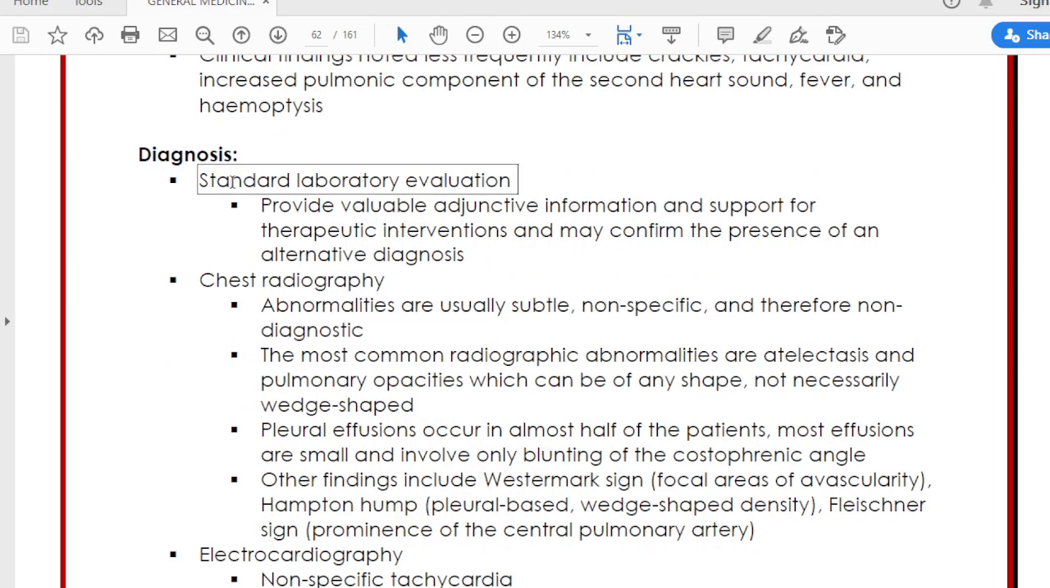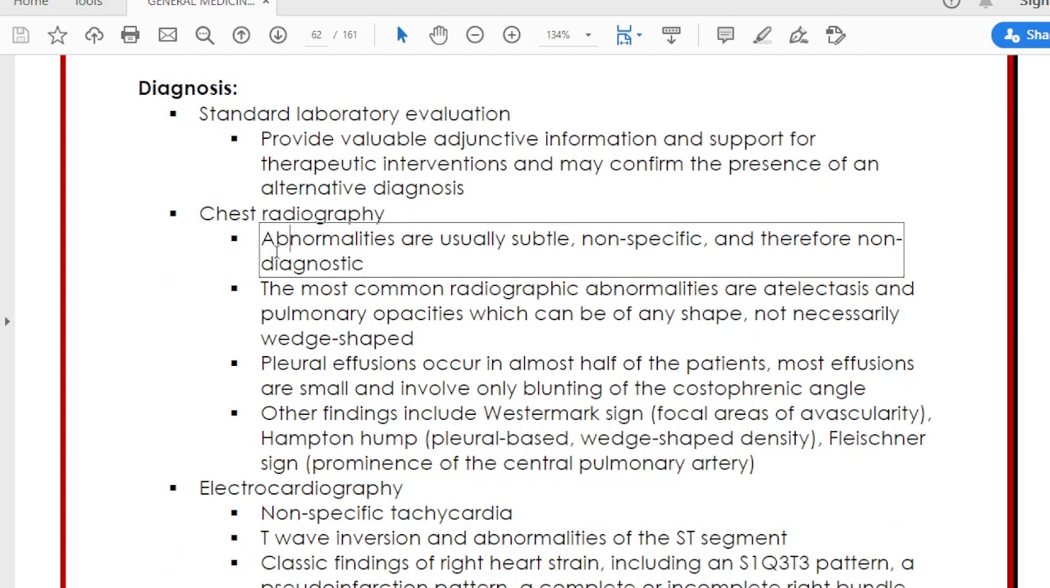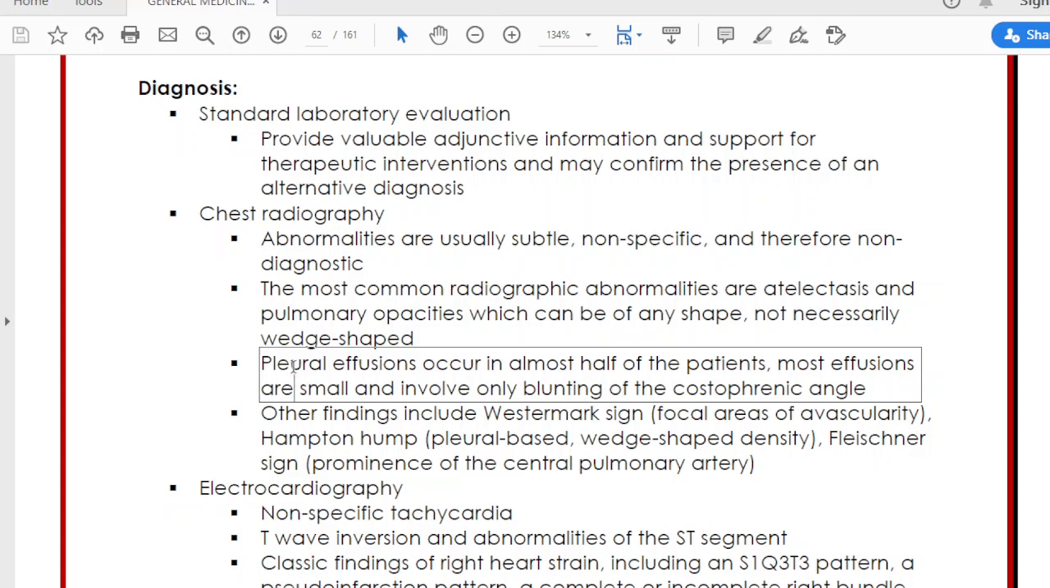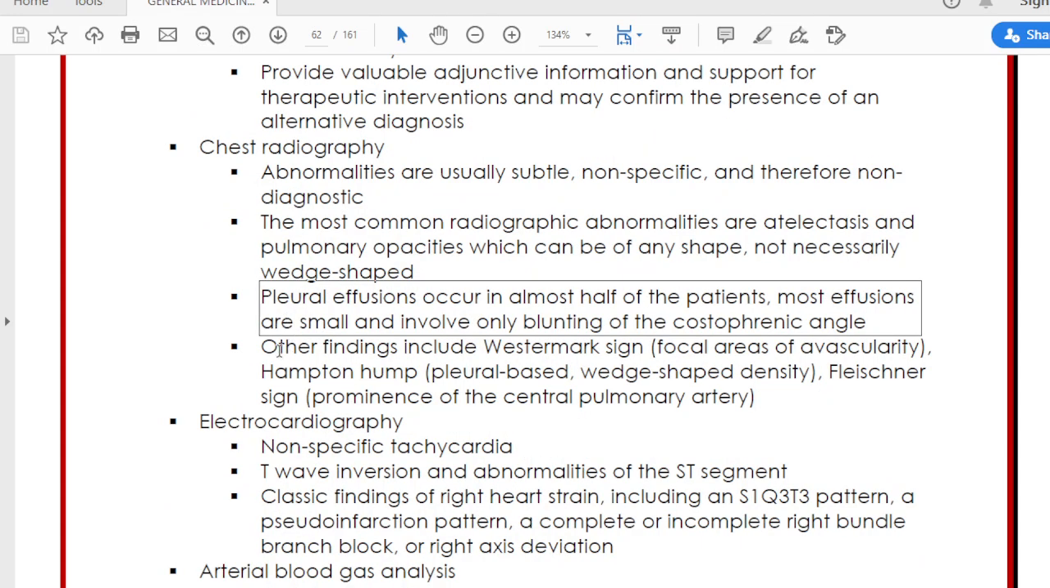Diagnosis. Standard laboratory evaluation. Provide valuable adjunctive information and support for therapeutic interventions and may confirm the presence of an alternative diagnosis. Chest radiography. Abnormalities are usually subtle, nonspecific, and therefore non-diagnostic. The most common radiographic abnormalities are atelectasis and pulmonary opacities, which can be of any shape, not necessarily wedge-shaped. Pleural effusions occur in almost half of the patients. Most effusions are small and involve only blunting of the costophrenic angle.